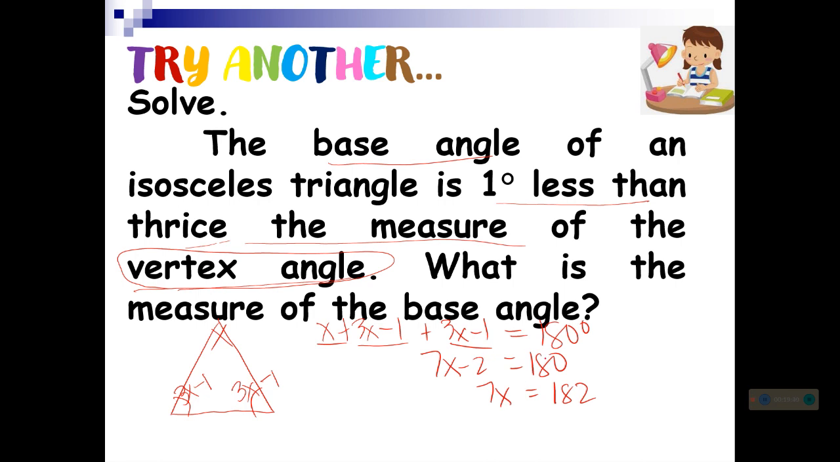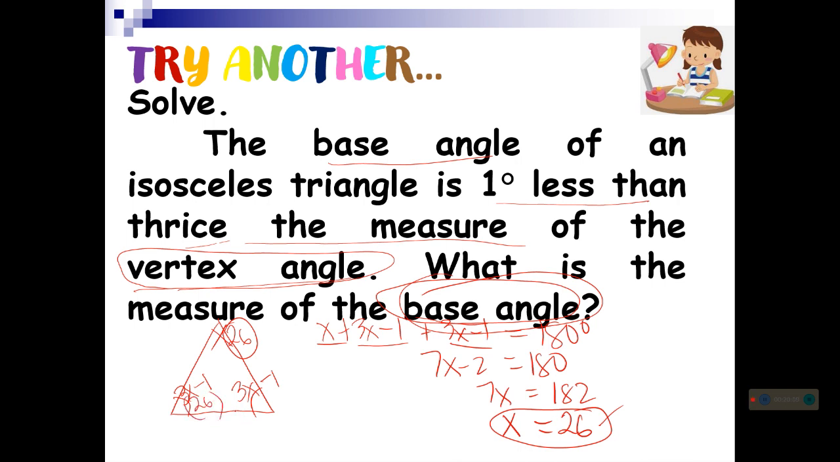So, using the addition property of equality, then divide both sides of the equation by 7. So your x now is equal to 26. The question is, what is the measure of the base angle? So we are not yet done. We have just the value of x, which is 26. So 26 is for the vertex angle. We are going to find the measure of the base angle. So we are going to substitute 26 in place of x.